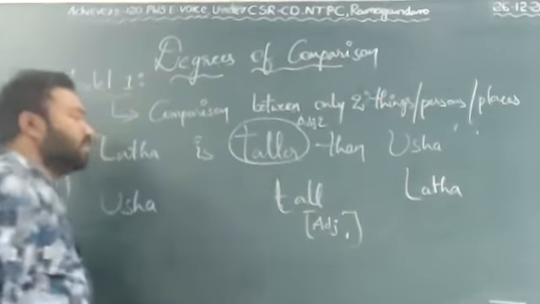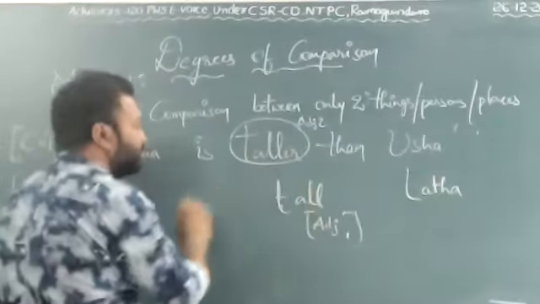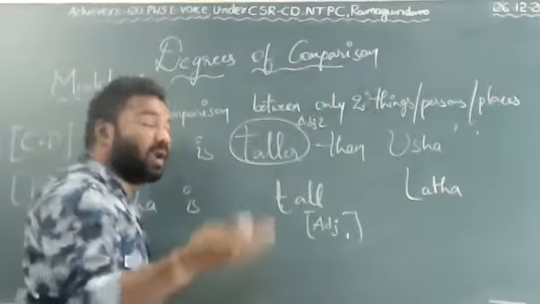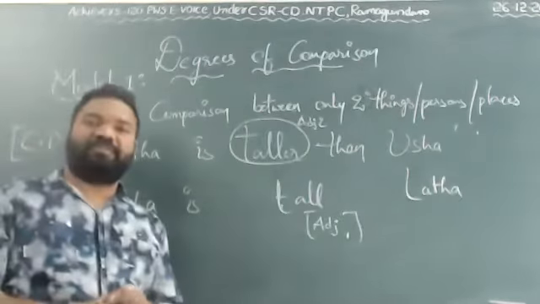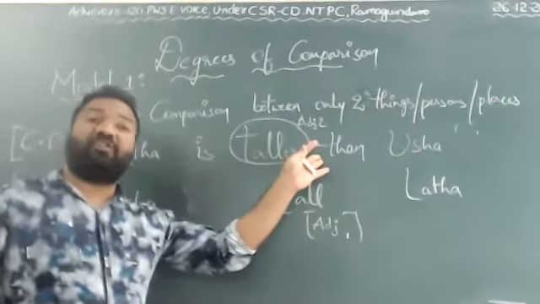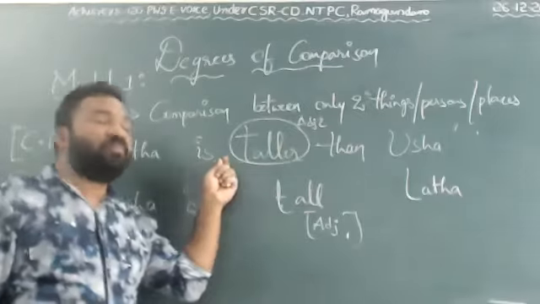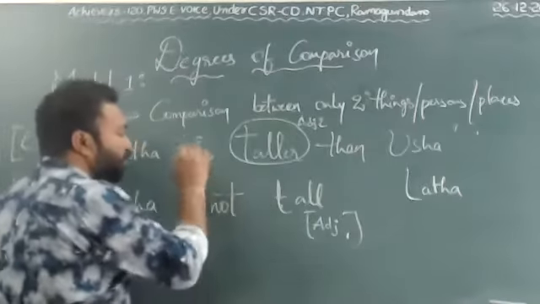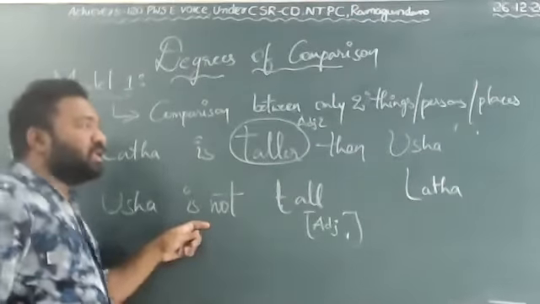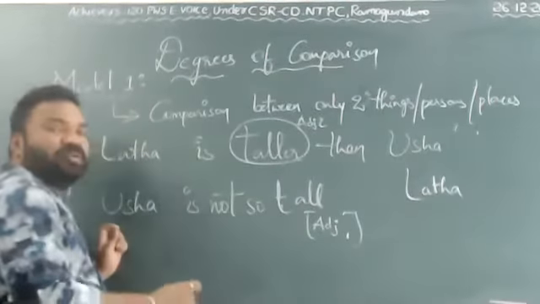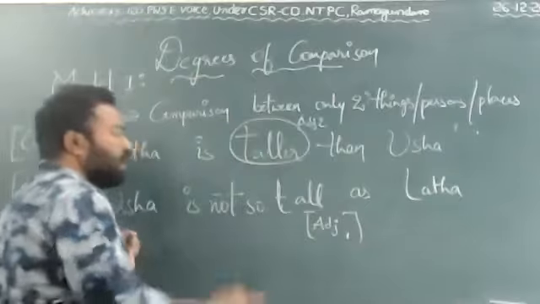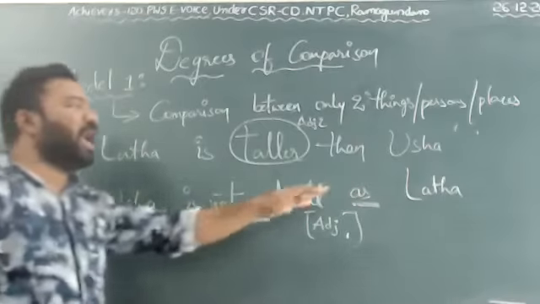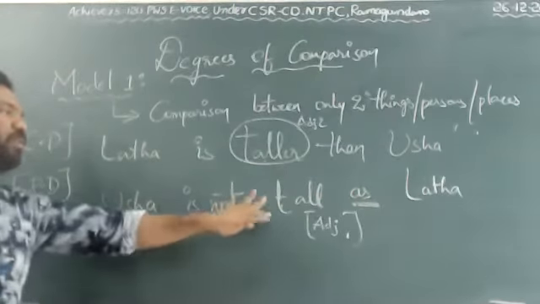Okay. So Usha and Lata are interchanged. Now I have to write the same form of the verb, which is already is, so I have written is. Now I have to check whether this is in negative or positive form. It is already in positive form: Lata is taller than Usha. So now I have to take this as a negative form, so I have taken not. Now I will use the adverbs so and as. So read this: Usha is not so tall as Lata. Usha is not so tall as Lata.